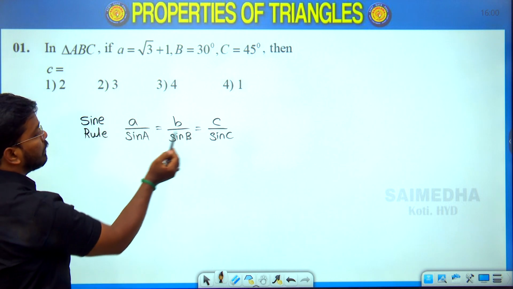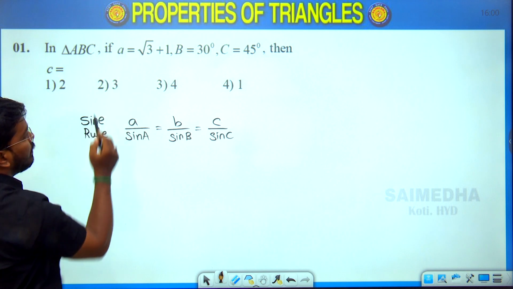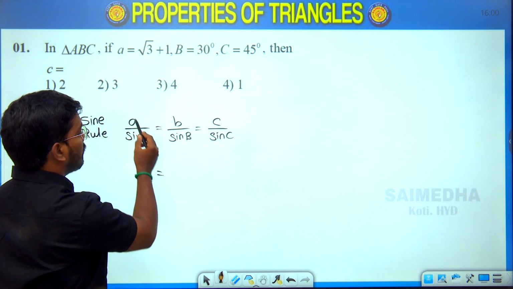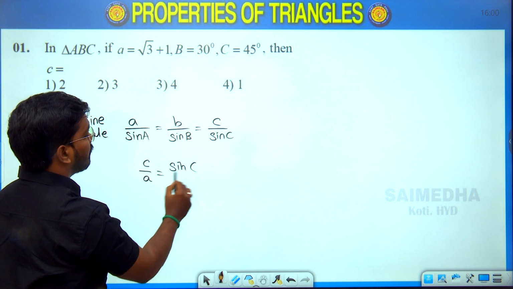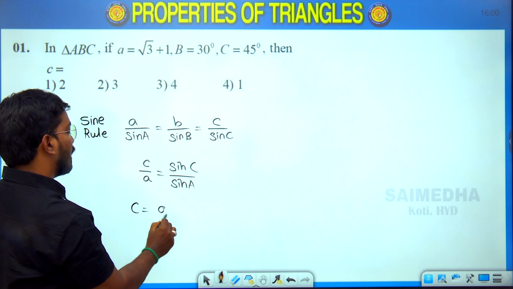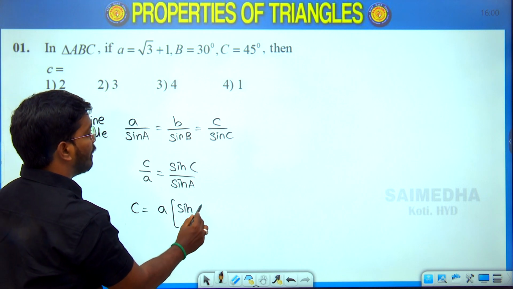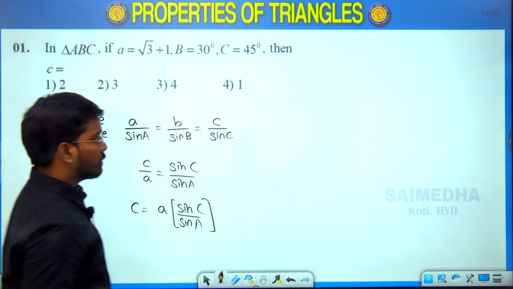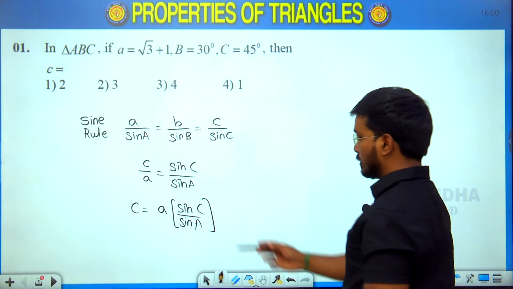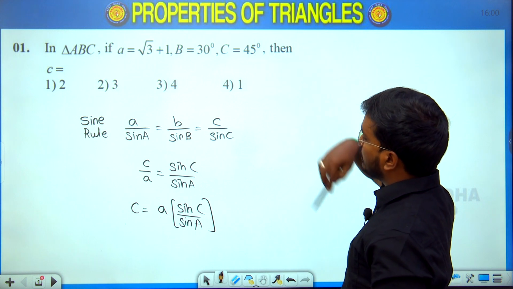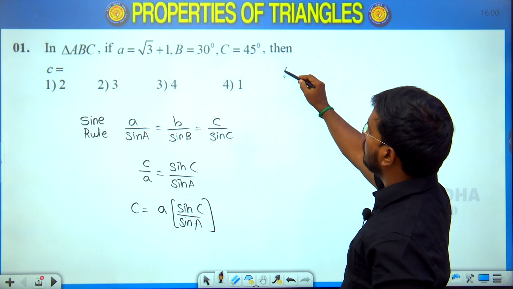We require sin C for finding out c. Already a is given here. So, what we can write, c divided by a is equal to sin C divided by sin A, with which c can be written as a into sin C divided by sin A. Now, the question is, what is angle A? B is given, C is given, but A is not given. So, A is what we need to find out.